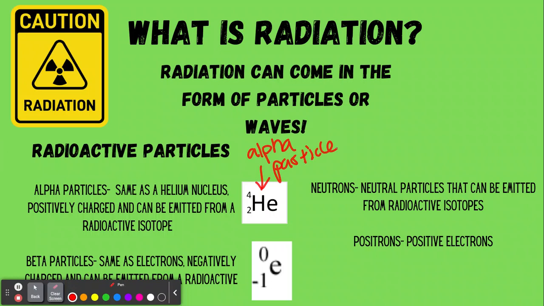Another way that you might see this written is this symbol, which is also alpha. So, you could see a 4 over 2 alpha like this. Same thing.